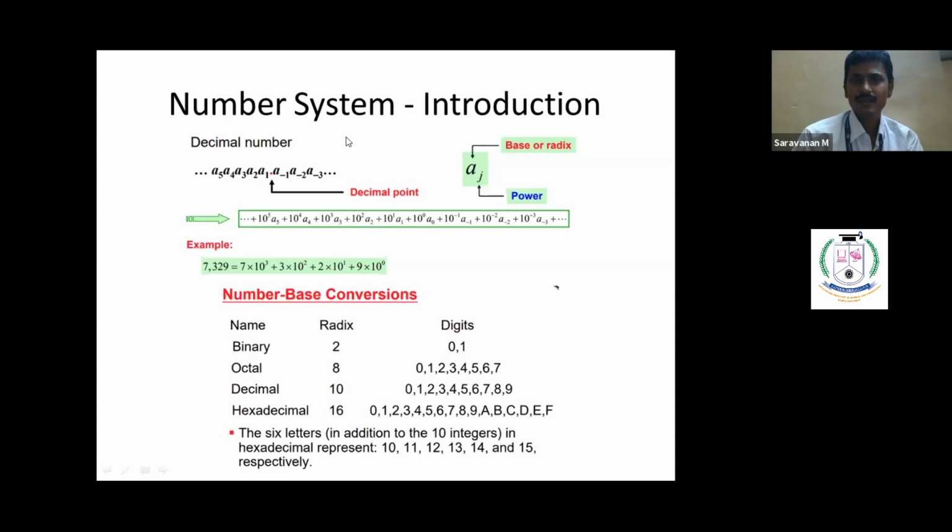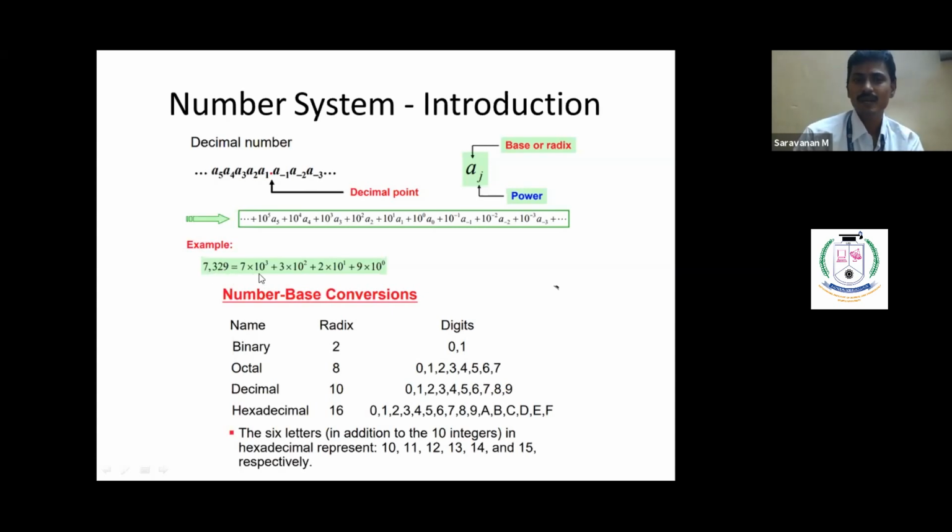Generally, if you take any number, it will be represented as a decimal number like this. This dot represents the decimal point. The left side of this is going to be your integer, and the right side is going to be your decimal. Just take an example, say 7,329. How will we represent this 7,329? 9 is ones, 2 is tens, 3 is hundreds, and 7 is thousands.